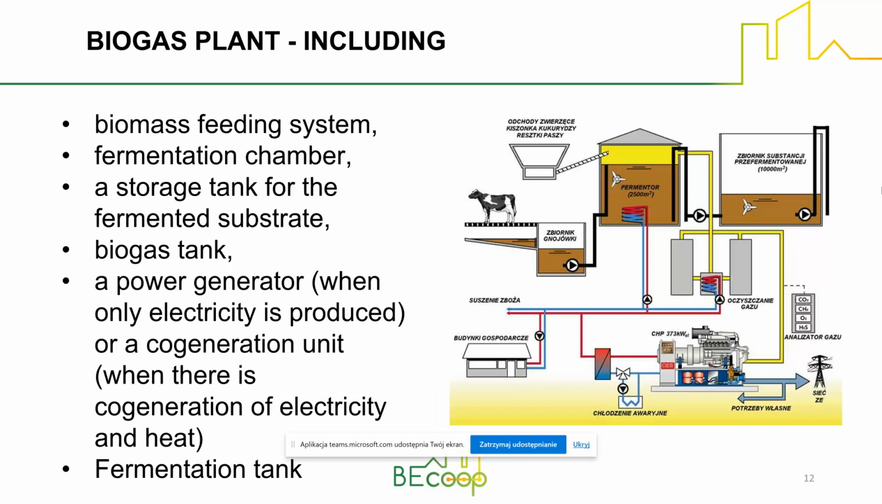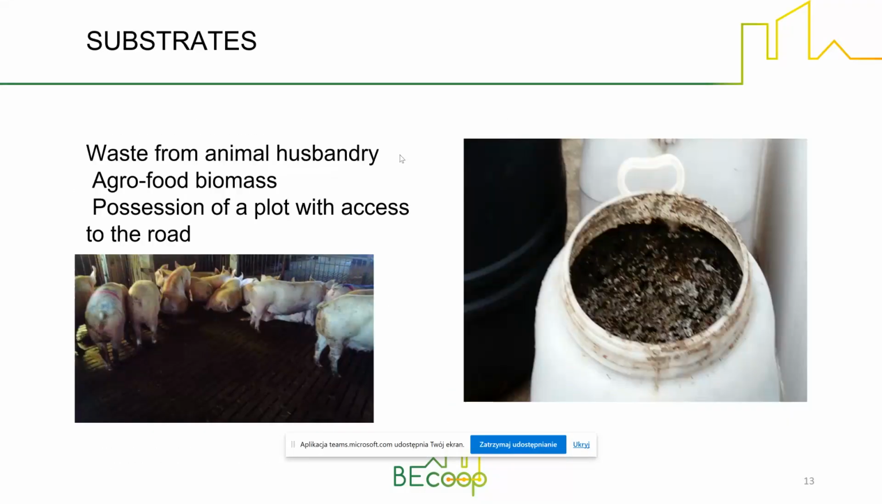What are the main components of existing biogas plants? We always have a biomass feeding system. We always have a fermentation chamber, in which the main process takes place. Then a storage tank for the fermented substrates, a biogas tank, a power generator where only electricity is produced, or a cogeneration unit when there is cogeneration of electricity and heat, and then a fermentation tank. The types of substrates I mentioned before, but waste from animal husbandry and agro-food biomass are mostly used. Possession of a plot with access to the road is also needed.